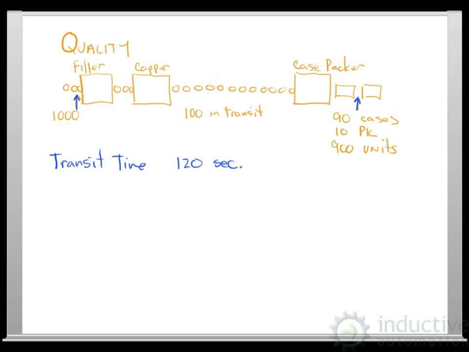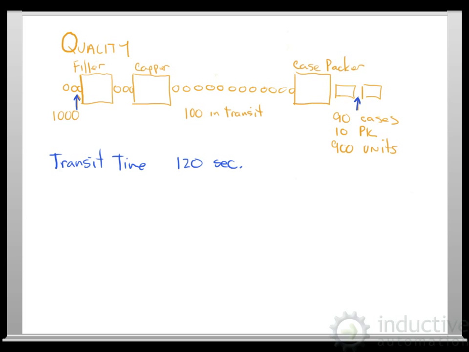So the system will keep a running total of how many items pass by the sensor in the last 120 seconds. And let's say it's 100. So what it's going to do is it's going to take this 900 units, add that 100 to it, and now we get 1,000, and we'll compare that 1,000 to this 1,000, and you'll get a quality of 100%. So that solves the problem of transit time.